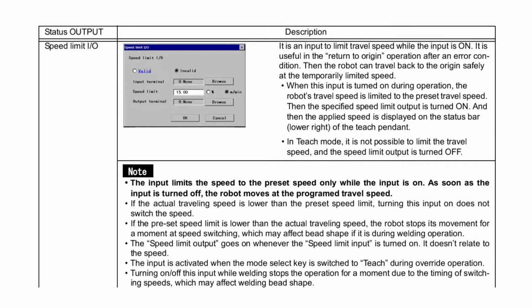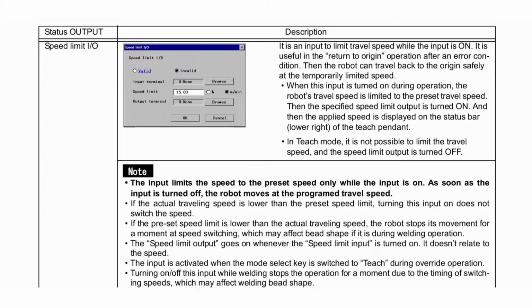Another one is speed limit input and output. Its image is also given here. Description: it is an input to limit travel speed while the input is on. It is useful in the return to origin operation after an error condition. Then the robot can travel back to the origin safely at the temporarily limited speed.